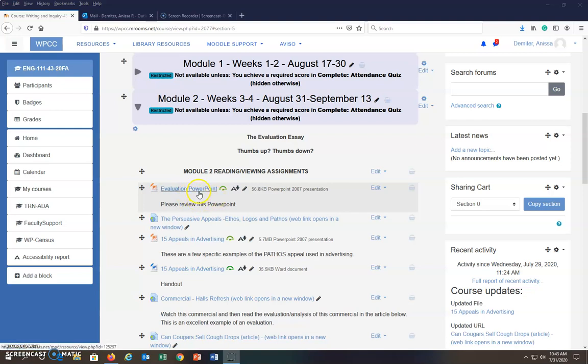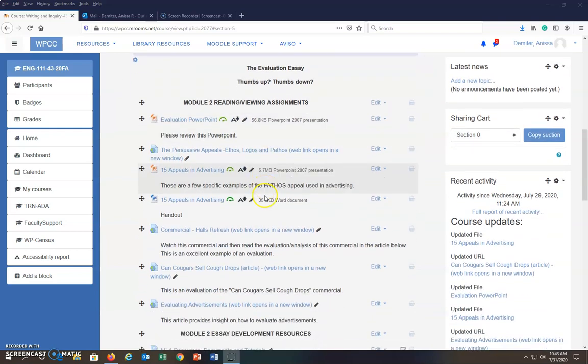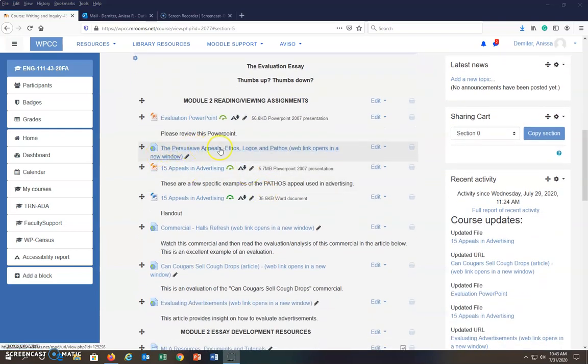The evaluation PowerPoint, if you click on this PowerPoint, it will go through and just discuss an overall general definition of what an evaluation is. It's short. This is one that you definitely need to click on, this link. It's called the persuasive appeals. And a persuasive appeal is a way or a strategy that a person or company uses to persuade someone of something.